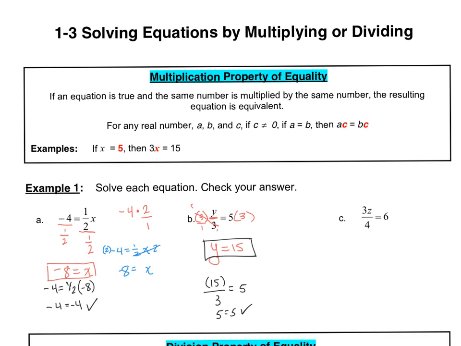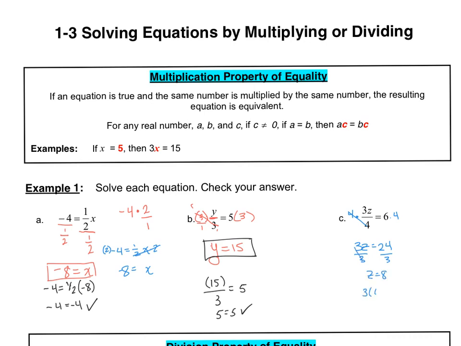3z over 4 equals 6. So we can get rid of the division of 4 if we want to at first. We could start there, and we can multiply by 4 to both sides. So we get 3z equals 24. Or we could have started with multiplying by the reciprocal 4/3. Think of it as 3/4 z. I can show that one too. But anyway, divide both sides by 3, and z equals 8.